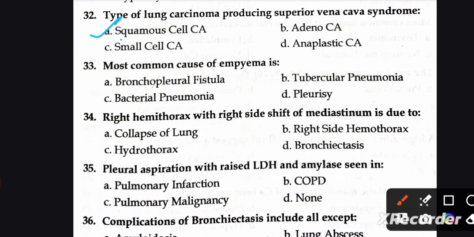Next question is most common cause of empyema is A bronchopleural fistula, B tubercular pneumonia, C bacterial pneumonia and D pleurisy. Right option is C, bacterial pneumonia.